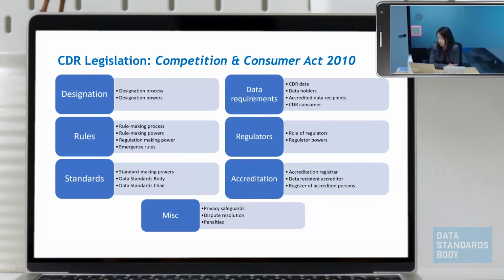If we move over to the next column, you'll see data requirements are also outlined in the legislation. This is broadly how the framework operates in terms of data holder roles, accredited data recipients, and getting accredited, what the broad and universal definition might be for a CDR consumer, and what kinds of data sets we're talking about as well. Similarly, the role of regulators. James spoke about the ACCC and the OAIC. Those two bodies and their roles in relation to CDR are also outlined in the legislation. And finally, accreditation. Things like the requirement for there to be an accreditation registrar, a data recipient accreditor, and also a register of accredited persons.